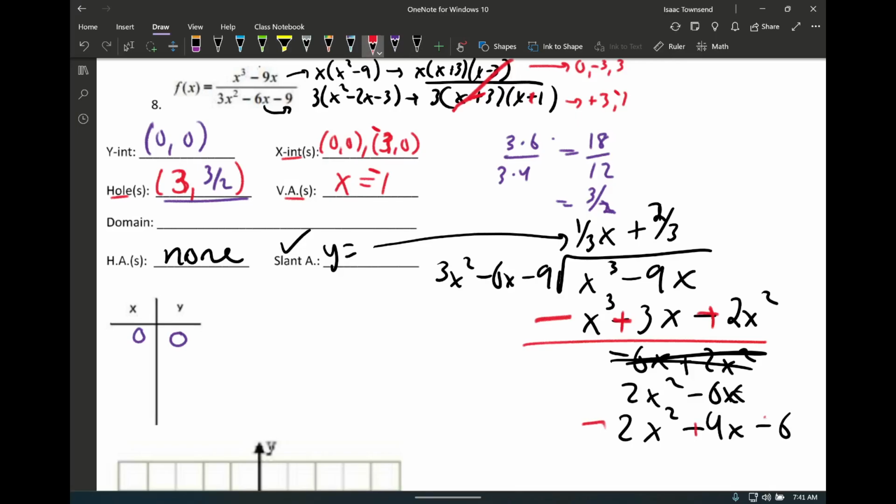I'm not real interested in this last work because it's going to be a remainder anyway, and the remainder has no impact on the slant asymptote. So long division, ignore the remainder.